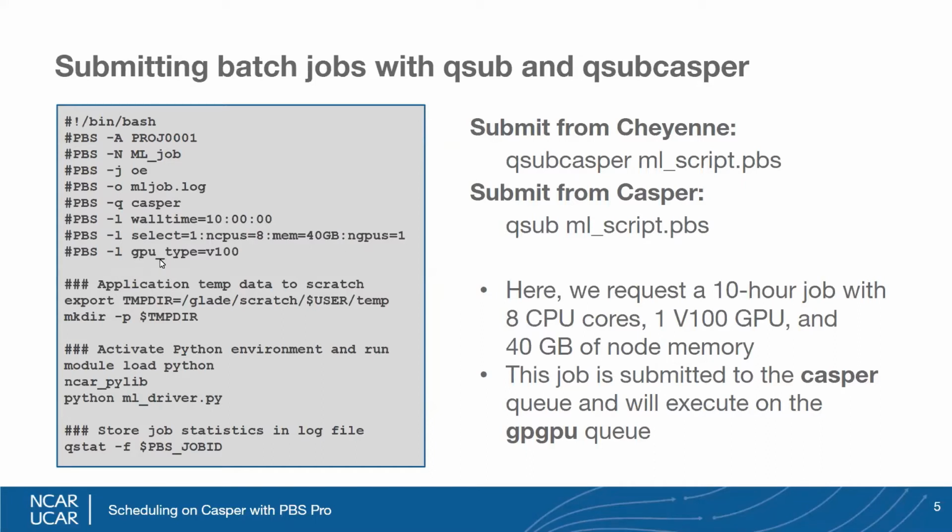And then there's a separate resource specification here of GPU type, where I'm making sure that it's a V100 GPU because I want to run this machine learning code. Whereas if I was doing a visualization task, I might ask for a GP100 instead.